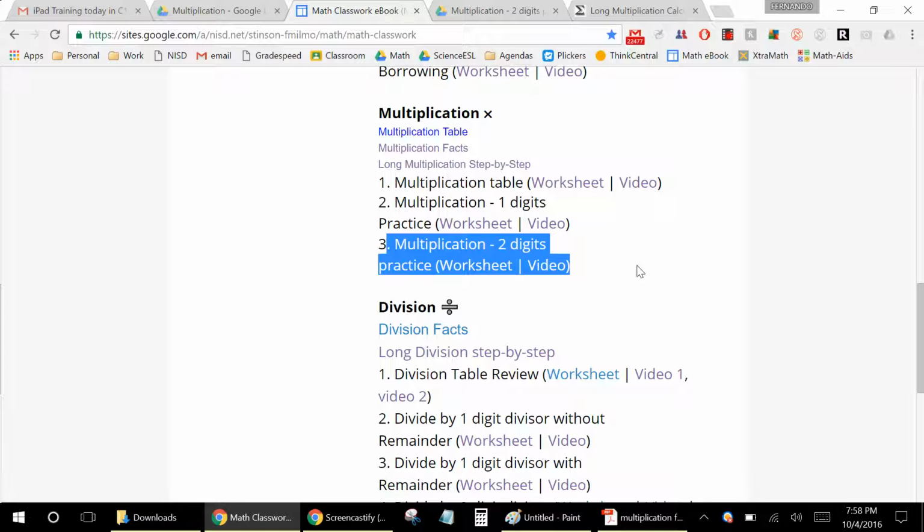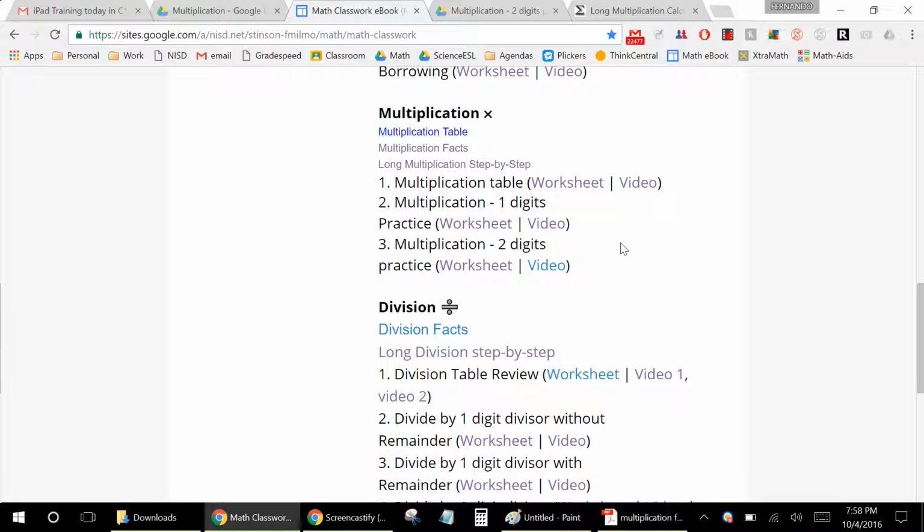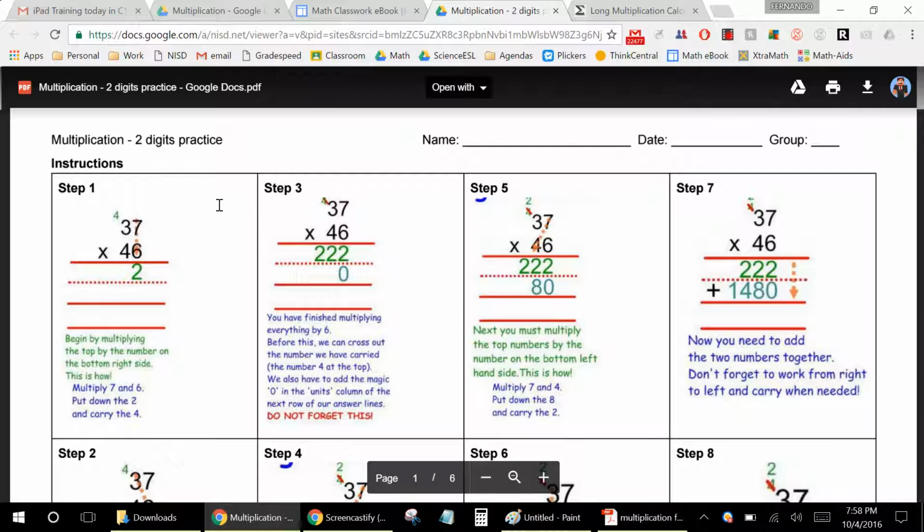Welcome. Today we're starting from the math ebook, and we're going to work on multiplication two-digit practice. There's going to be additional videos here. Let's start by opening the worksheet. So I click on the worksheet and it opens up the problems.